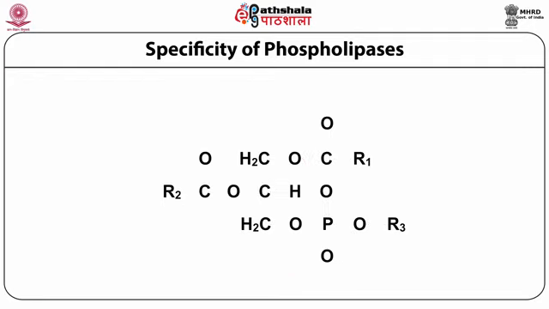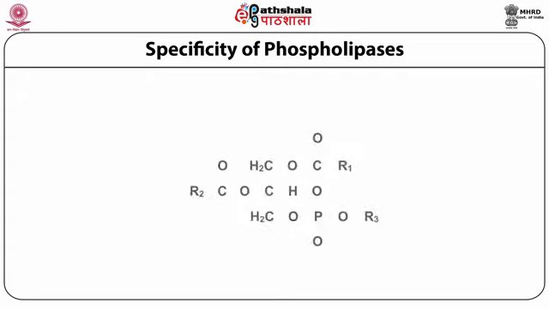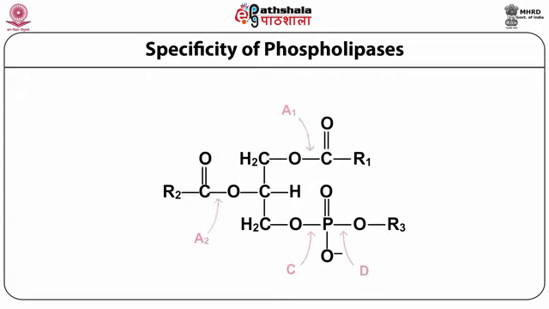A protein, lipocortin, has been found to be an inhibitor of phospholipase A2. This is a protein of molecular weight around 37 kilodalton and it is induced by glucocorticoids. The inhibition seems to be via its interaction with the phospholipid substrate.